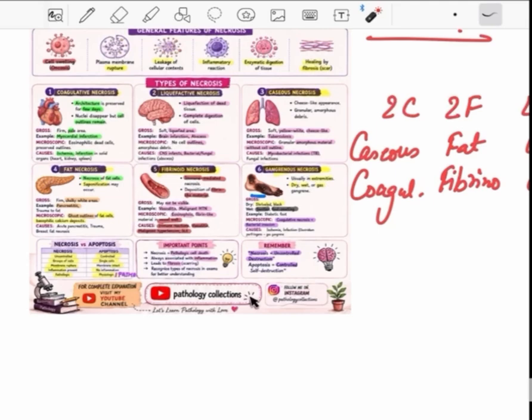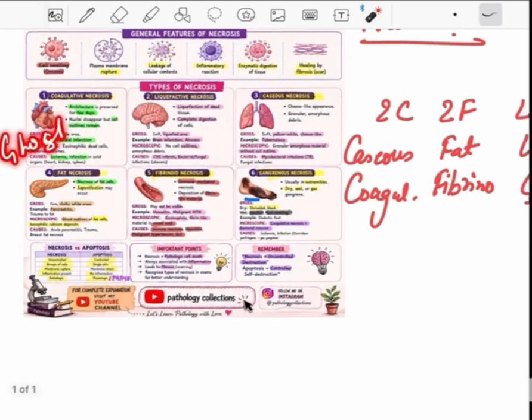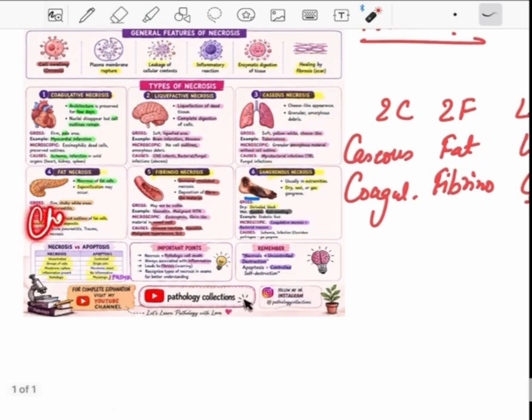Remember some histological findings also. In coagulative necrosis, we'll have ghost cells. In liquefactive necrosis, we'll have lots of neutrophils plus liquid debris. In caseous necrosis, we'll have granuloma on microscopy. In fat necrosis, we'll have chalky calcium deposits. In fibrinoid necrosis, we'll have eosinophilic material around the vessel wall. Gangrenous necrosis: bacterial, dry gangrene, liquefactive, and gas. These were the important points about necrosis.